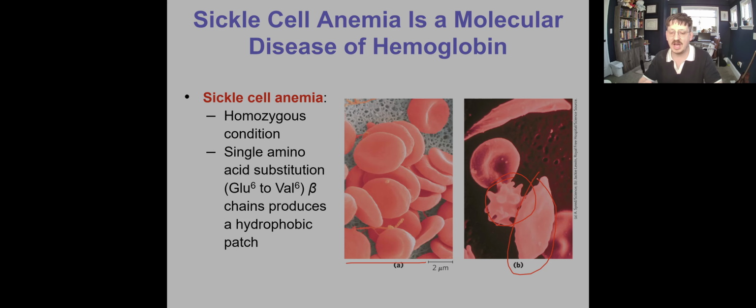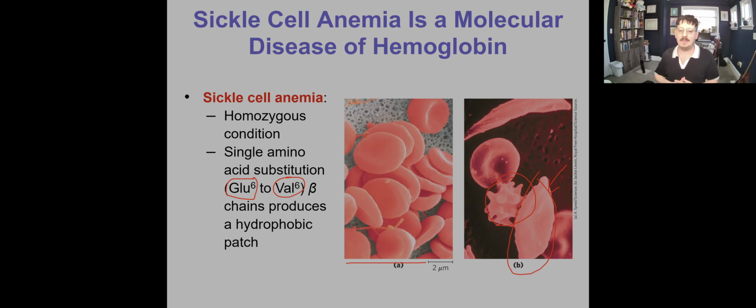The main thing I'm interested in for my course is the polymorphism and what that does to the protein structure. The impact on the cells and how the cells change shape is actually not important for my class. That's not chemistry, that's the biology. I want to talk about the chemistry. And what we see is this substitution of glu-6 to valine-6.